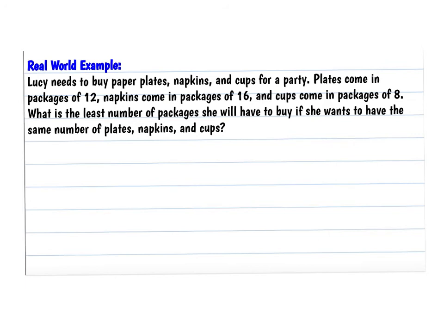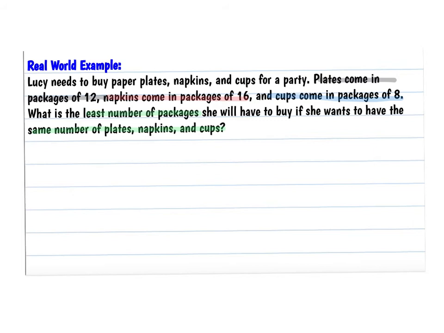So Lucy needs to buy paper plates, napkins, and cups for a party. Plates come in packages of 12. Napkins come in packages of 16. And cups come in packages of 8. What is the least number of packages she will have to buy if she wants to have the same number of plates, napkins, and cups?